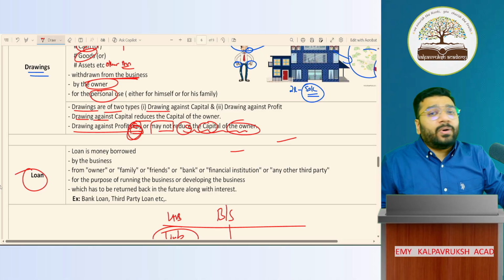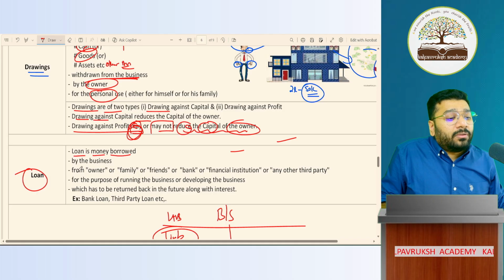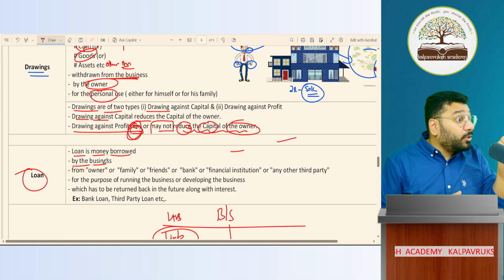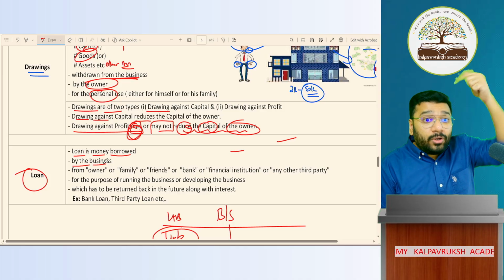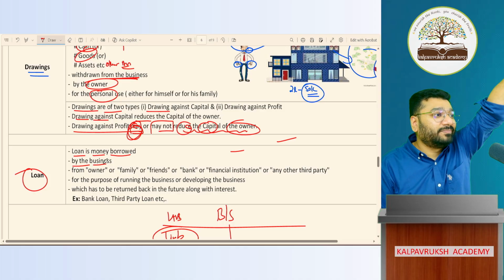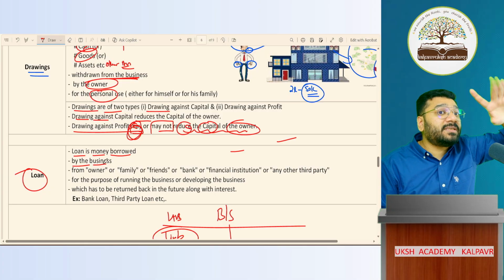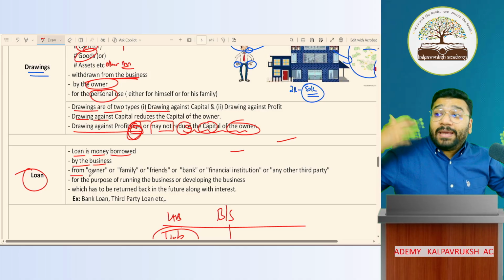So loan is also a liability. What is loan? Loan is money borrowed by the business. Who's borrowing money? Business, not owner. Business will borrow money, not owner. If the owner borrows, it becomes a personal loan. Who's borrowing? Business is borrowing. So always say business is borrowing loan. Loan is money borrowed by the business. From whom can I borrow this?